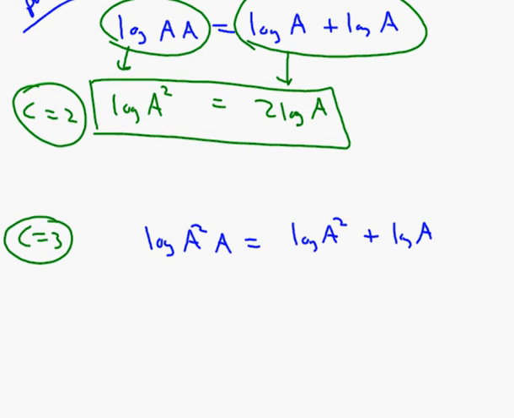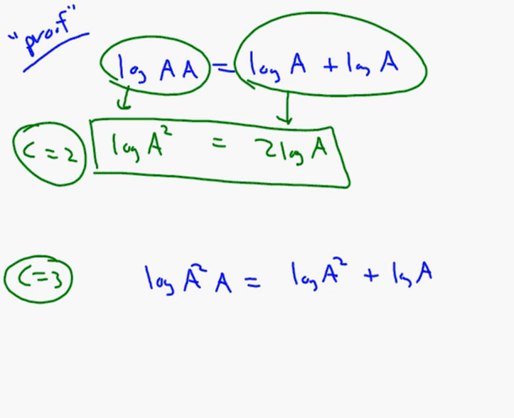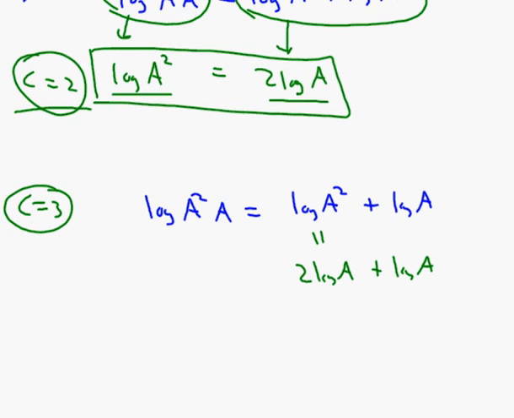Think about it. In the first case, when we did c equals 2, we just showed that the log of a squared equals 2 log of a. So I can replace this with 2 log a plus log a. Oh, well, that looks promising, because now on the right, what do you have? 3 log a. But on the left, you have the log of a cubed. Alrighty. So what you can see is, in order for me to prove the case when c equals 3, I needed to know that the case when c equals 2 was true. And I already had that. So now I've done c equals 3.